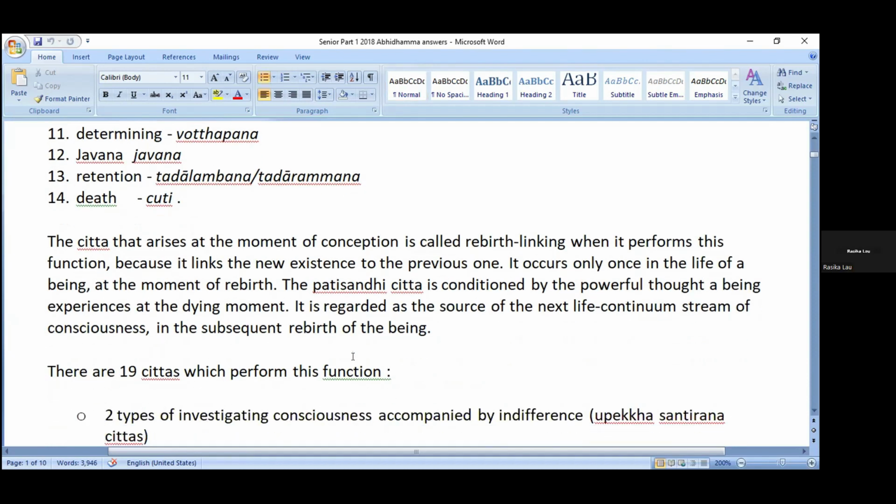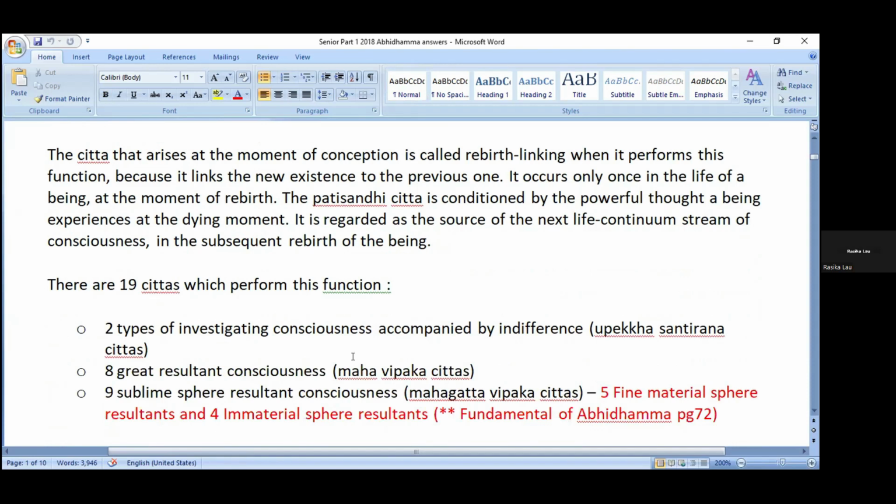Two types of investigating consciousness accompanied by indifference. Then 8 great resultant consciousness, the Maha Vipaka Chittas. And then the 9 sublime sphere resultant consciousness, or Mahaggata Vipaka Chitta. So there are 5 material sphere and 4 immaterial sphere consciousness.